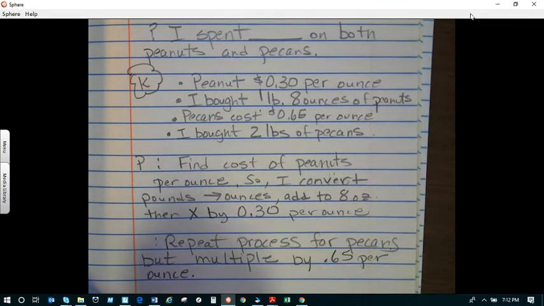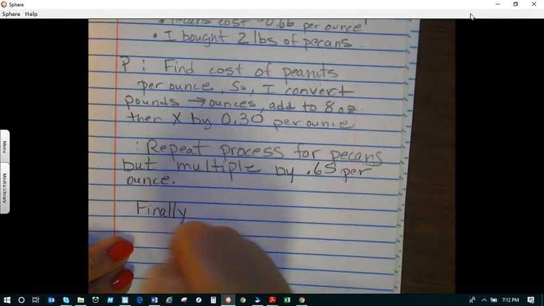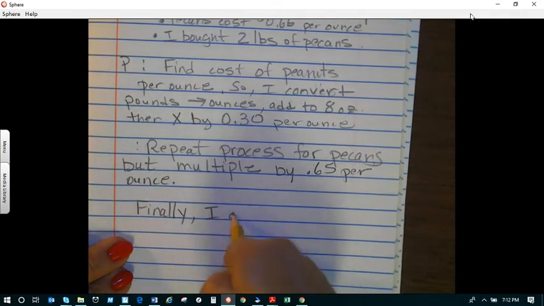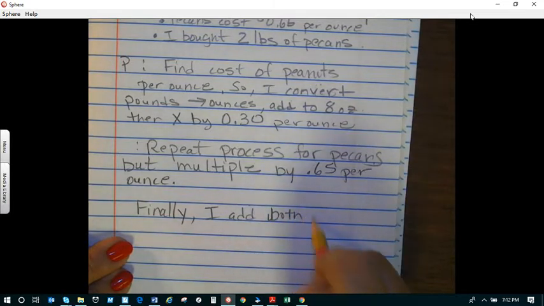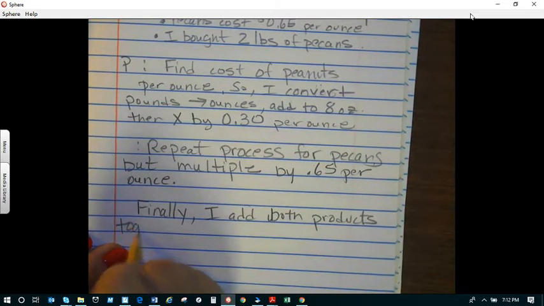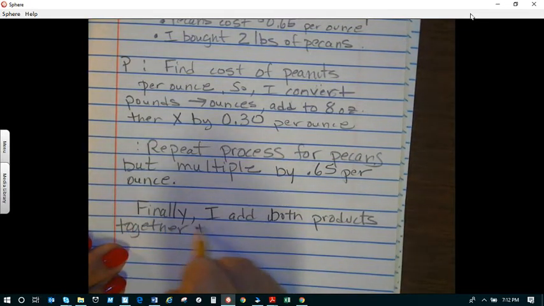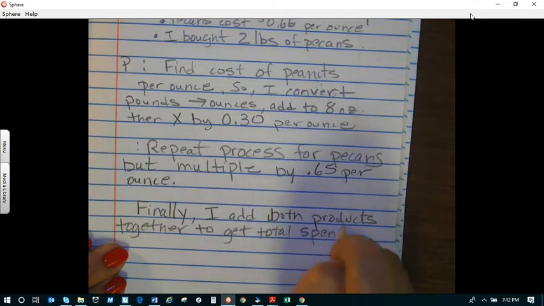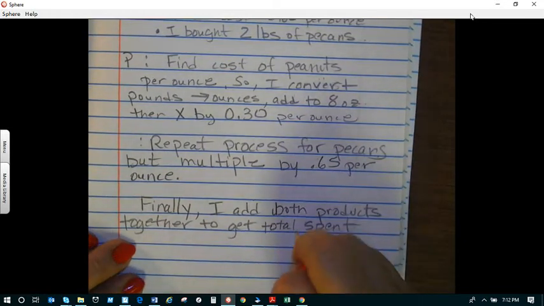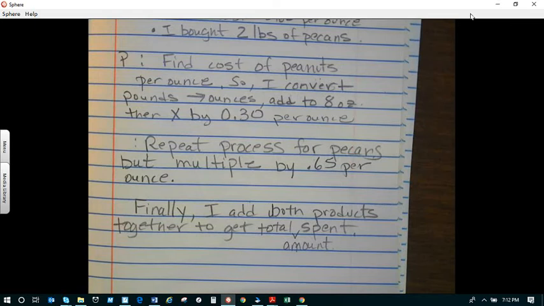Finally, what am I going to do finally? Yep, that's right. I add both products together to get total amount. Total spent. Total amount spent. That's what I should have written. Total amount spent. I was trying to save some writing, but that's okay.